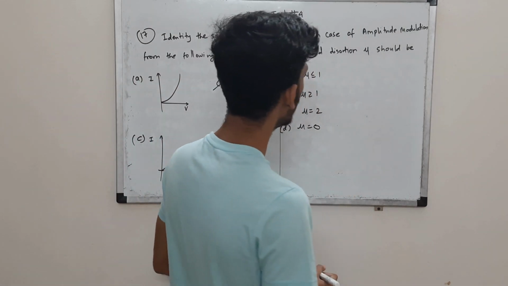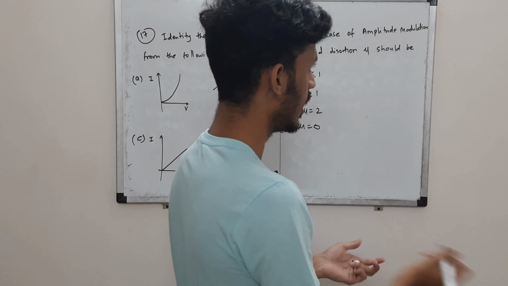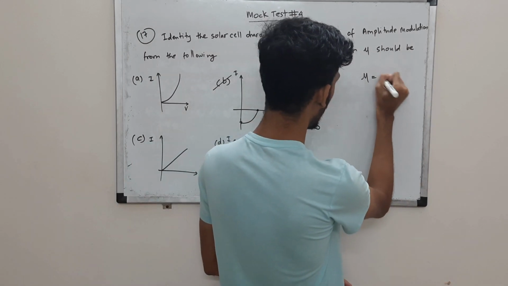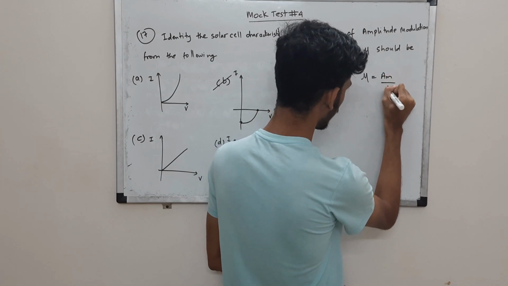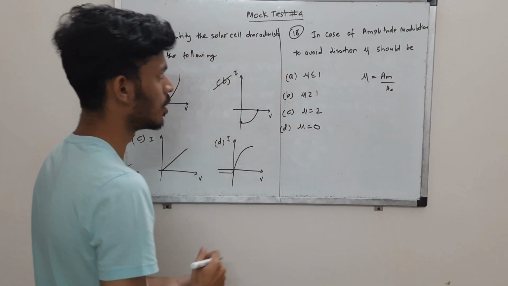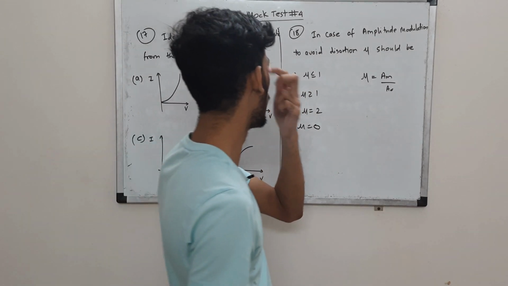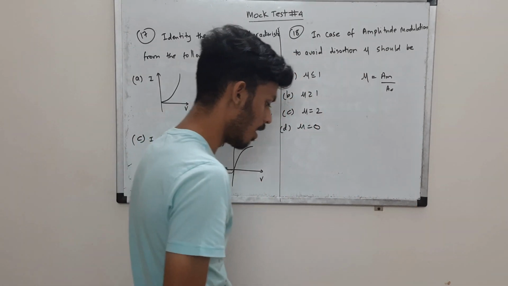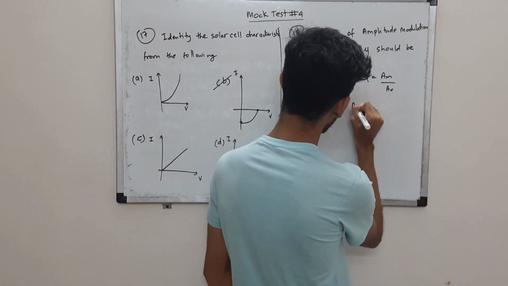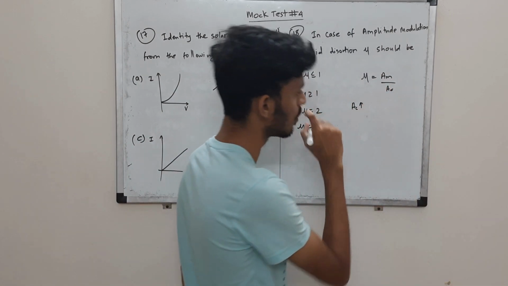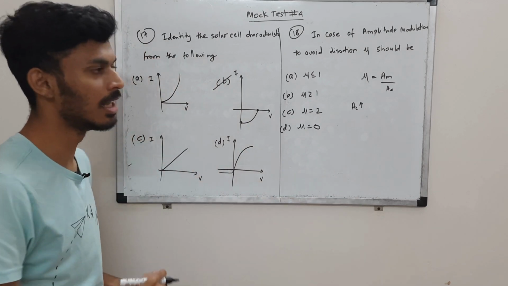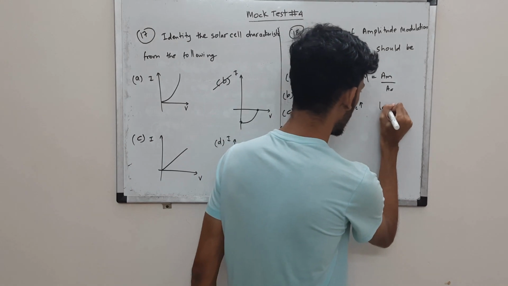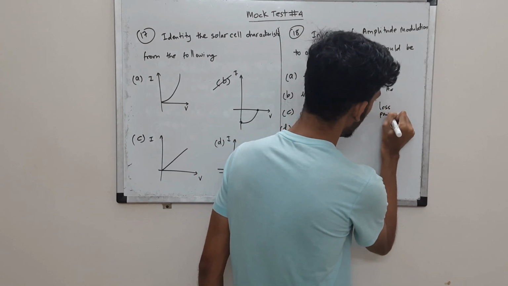Let's come to this one. Here we are supposed to tell the ideal value of mu. Mu is the modulation index, which is defined as AM by AC. So what should be the value of this modulation index to avoid distortion? Basically if you want to avoid distortion, the carrier wave should have a higher amplitude, so that it is able to carry this modulating signal to a longer distance and the loss of power is less.